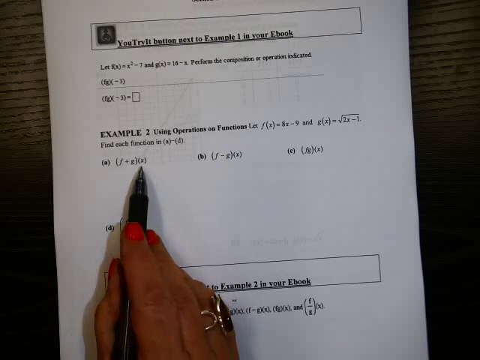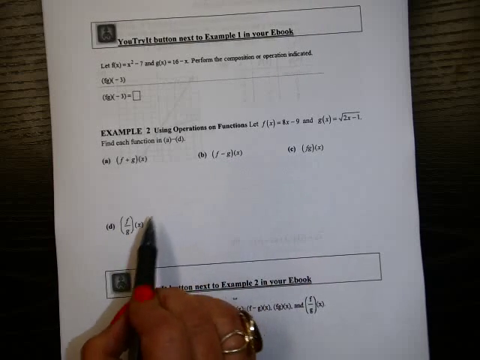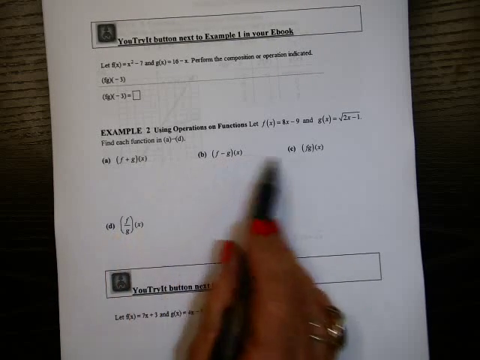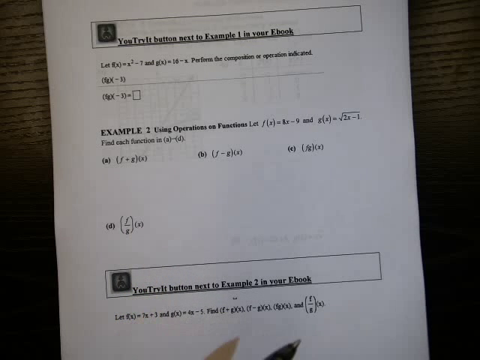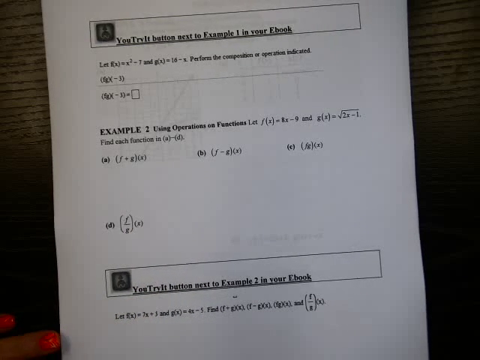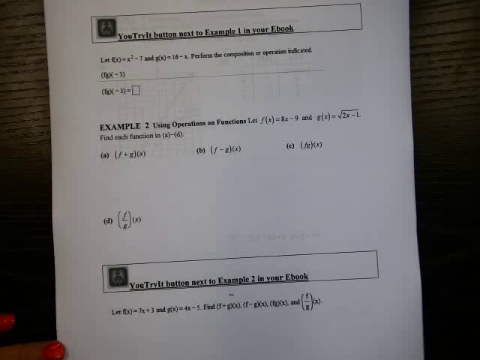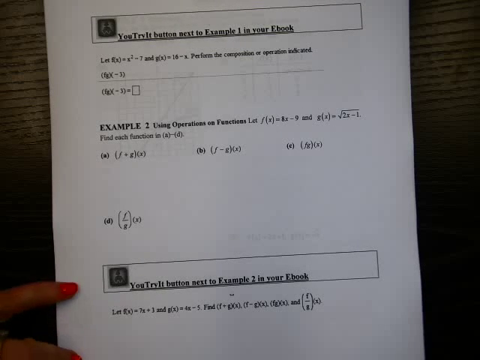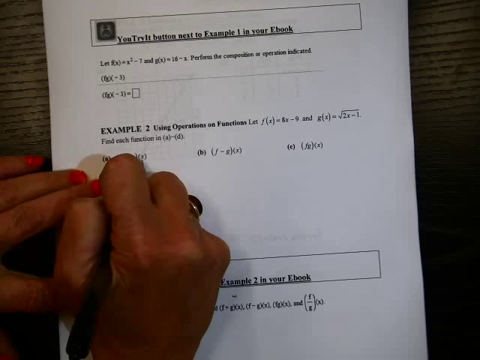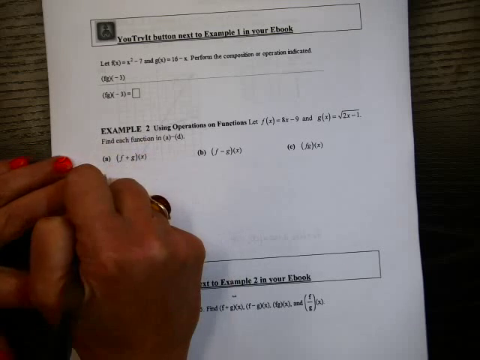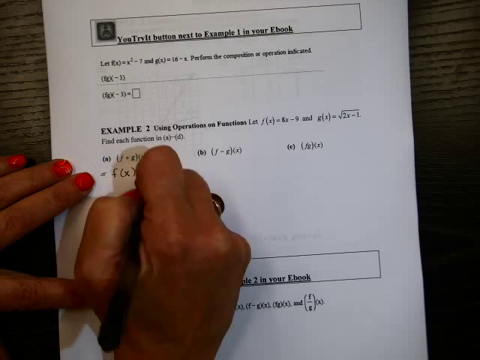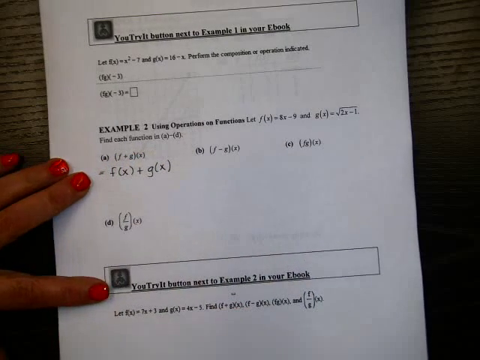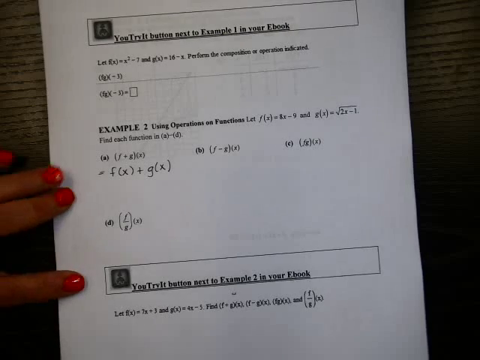In example 1, we had values here, but now in example 2, notice how they all have an x. So we're changing just a little bit here to know how to handle if you have a value or if you just have an x. So if I have f plus g of x, that is equal to f of x added to g of x. And because I don't have a value, that's what I'm really going to do.